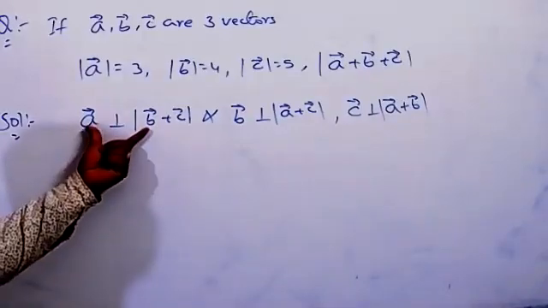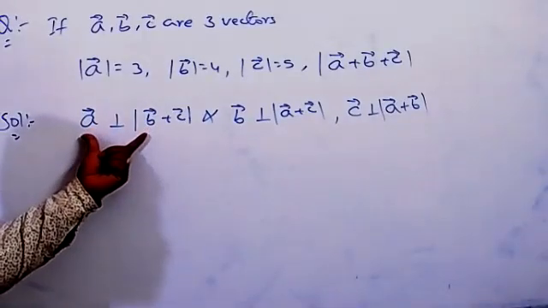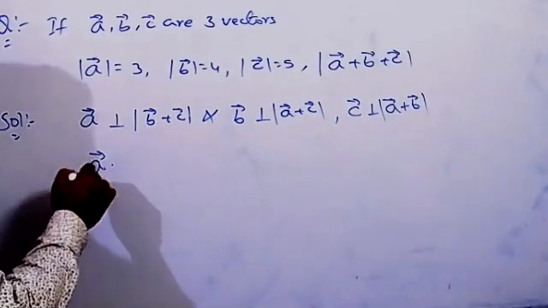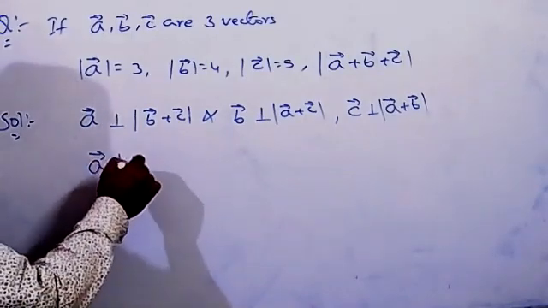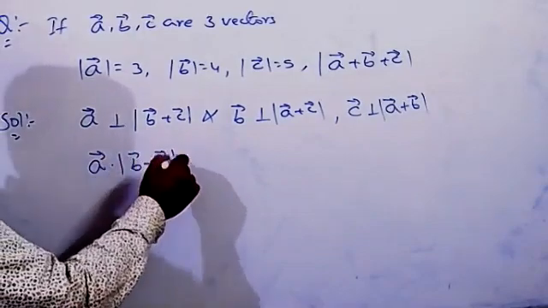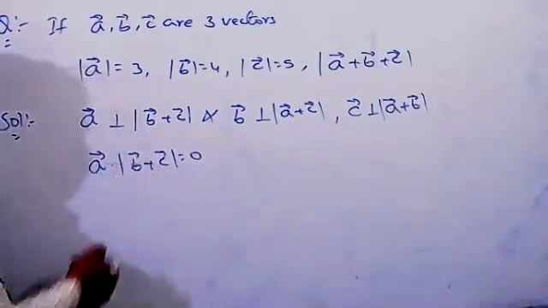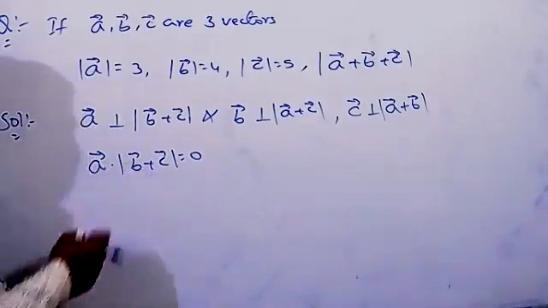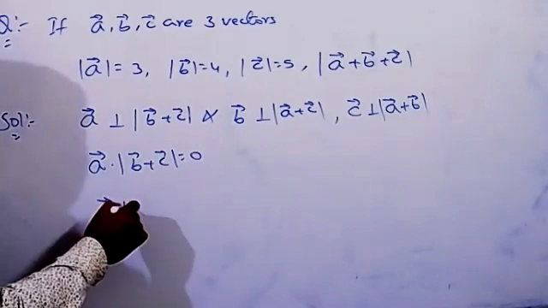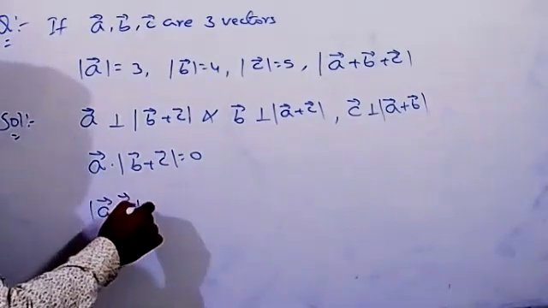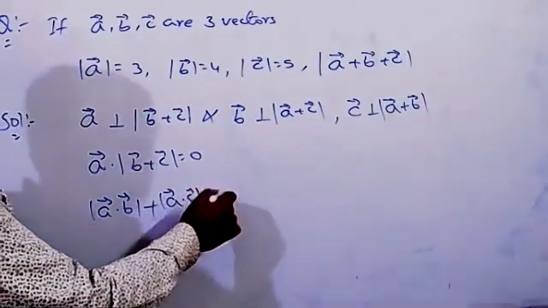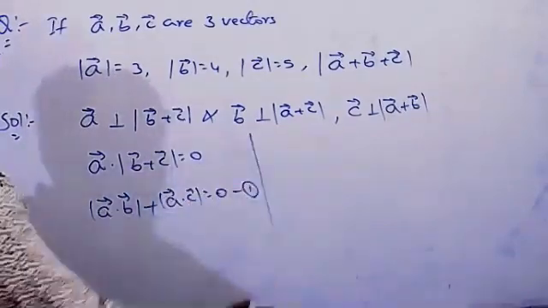If these two are perpendicular, then what is the condition we have? The dot product equals 0. So A dot (B plus C) is equal to 0. You can apply the distributive law: A dot (B plus C) equals A dot B plus A dot C. So clearly you can write A dot B plus A dot C is equal to 0. Equation number 1.